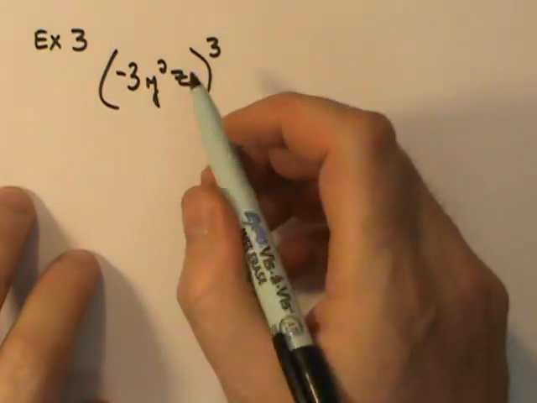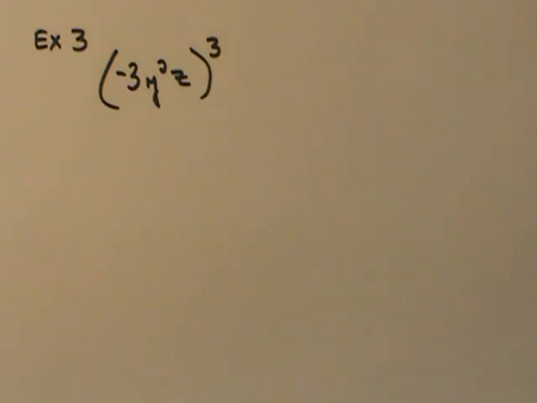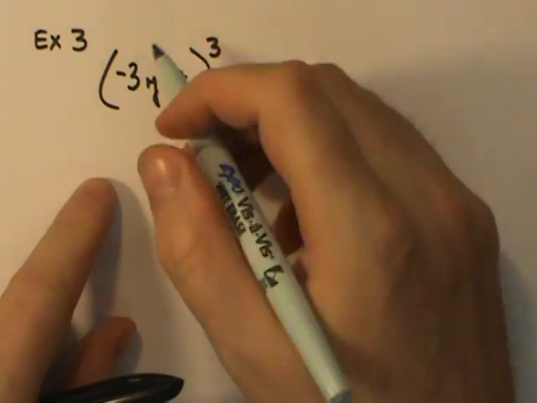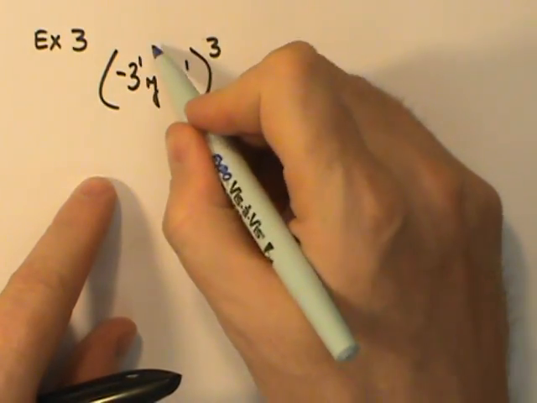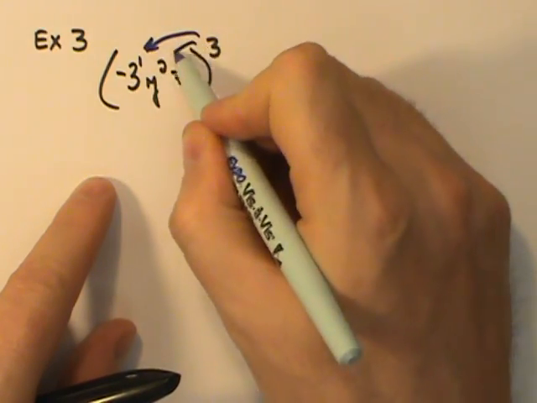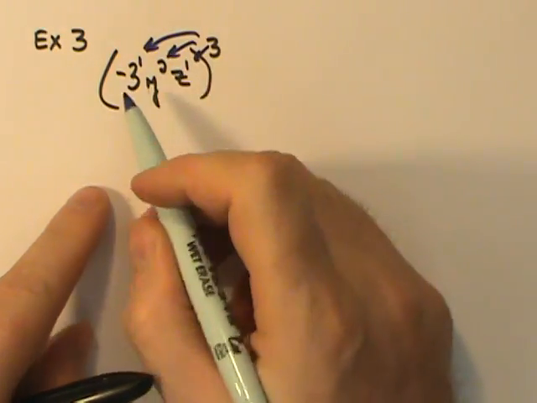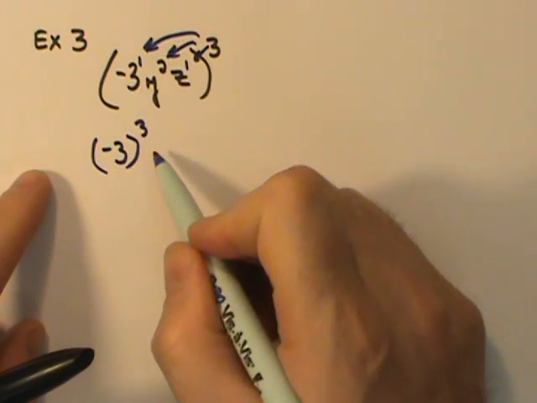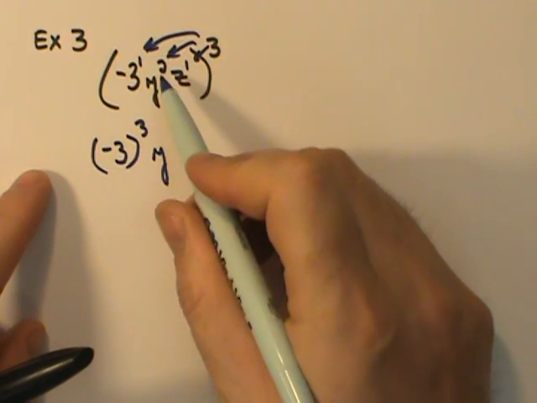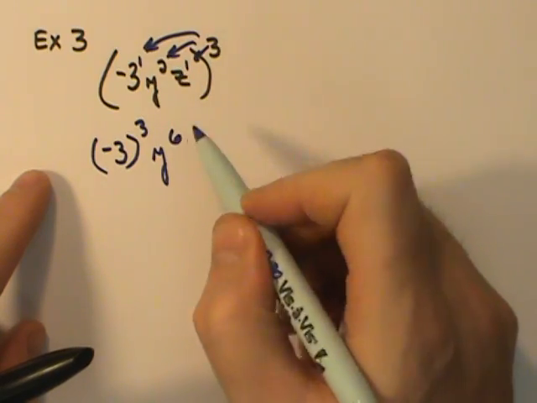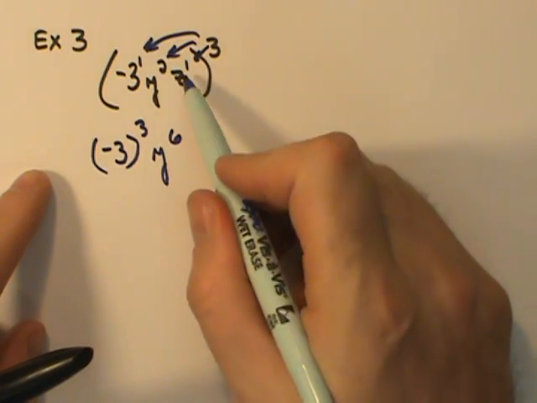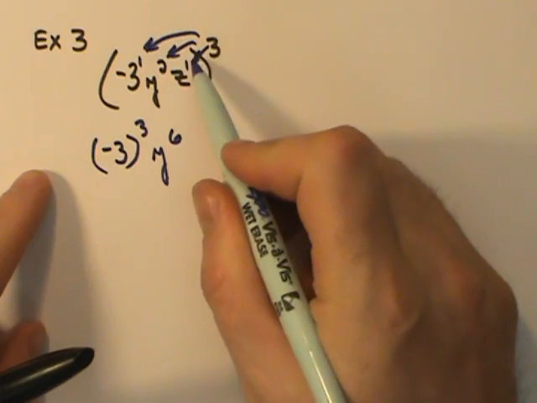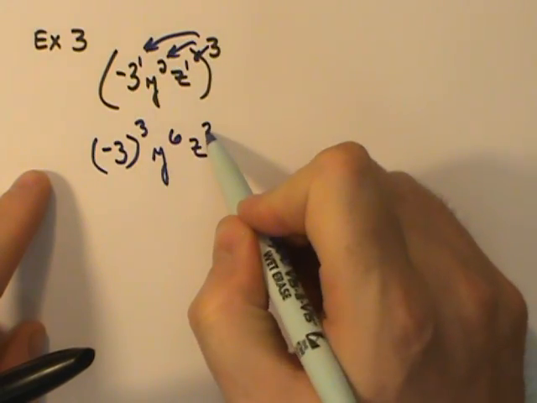Example 3. As I have this power to a power idea, I must distribute the outside exponent to all the exponents on the inside. Power to a power. Now this would tell me that I have negative 3 raised to the third power, y to the 2 times 3, which is 6. Remember, we're multiplying here. And z to the first times 3. 1 times 3 is 3.